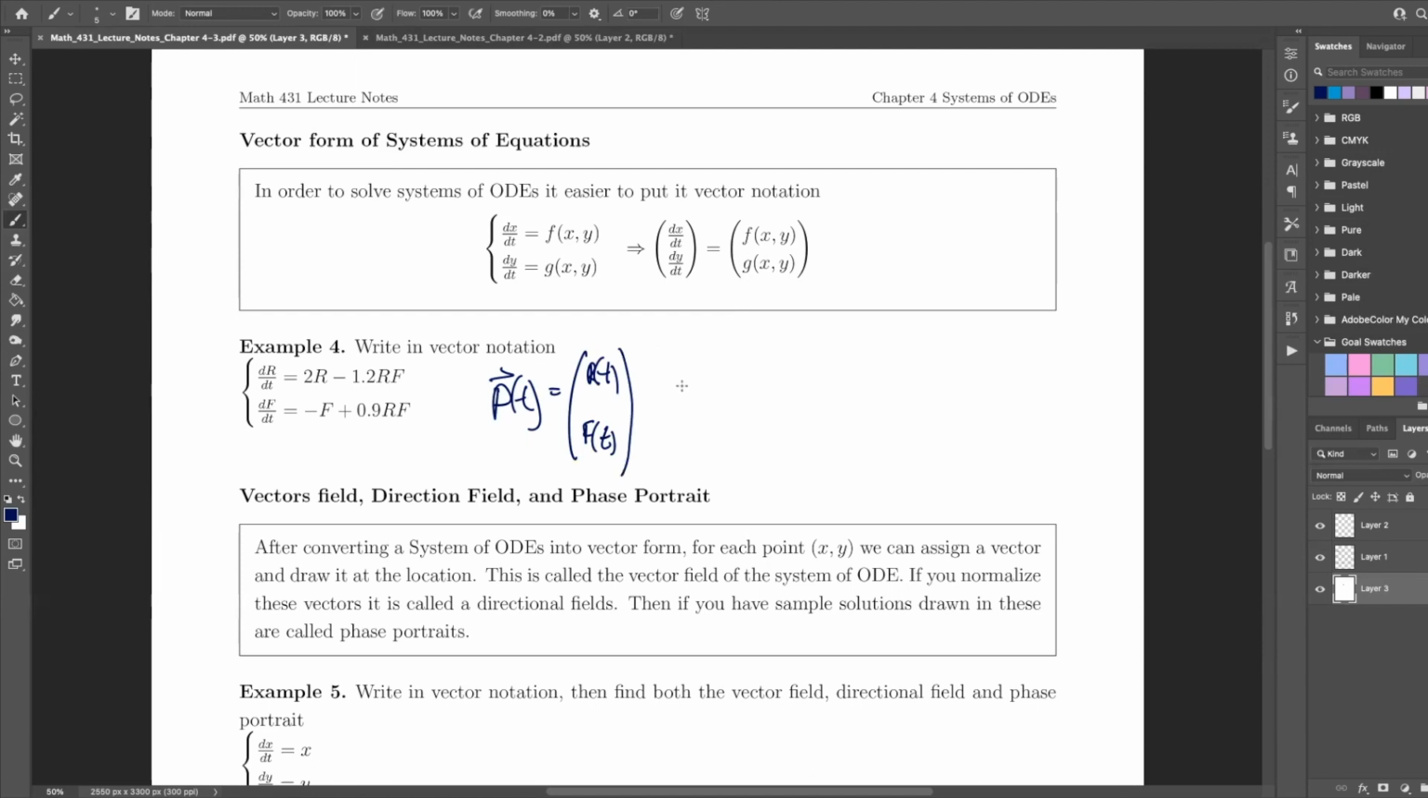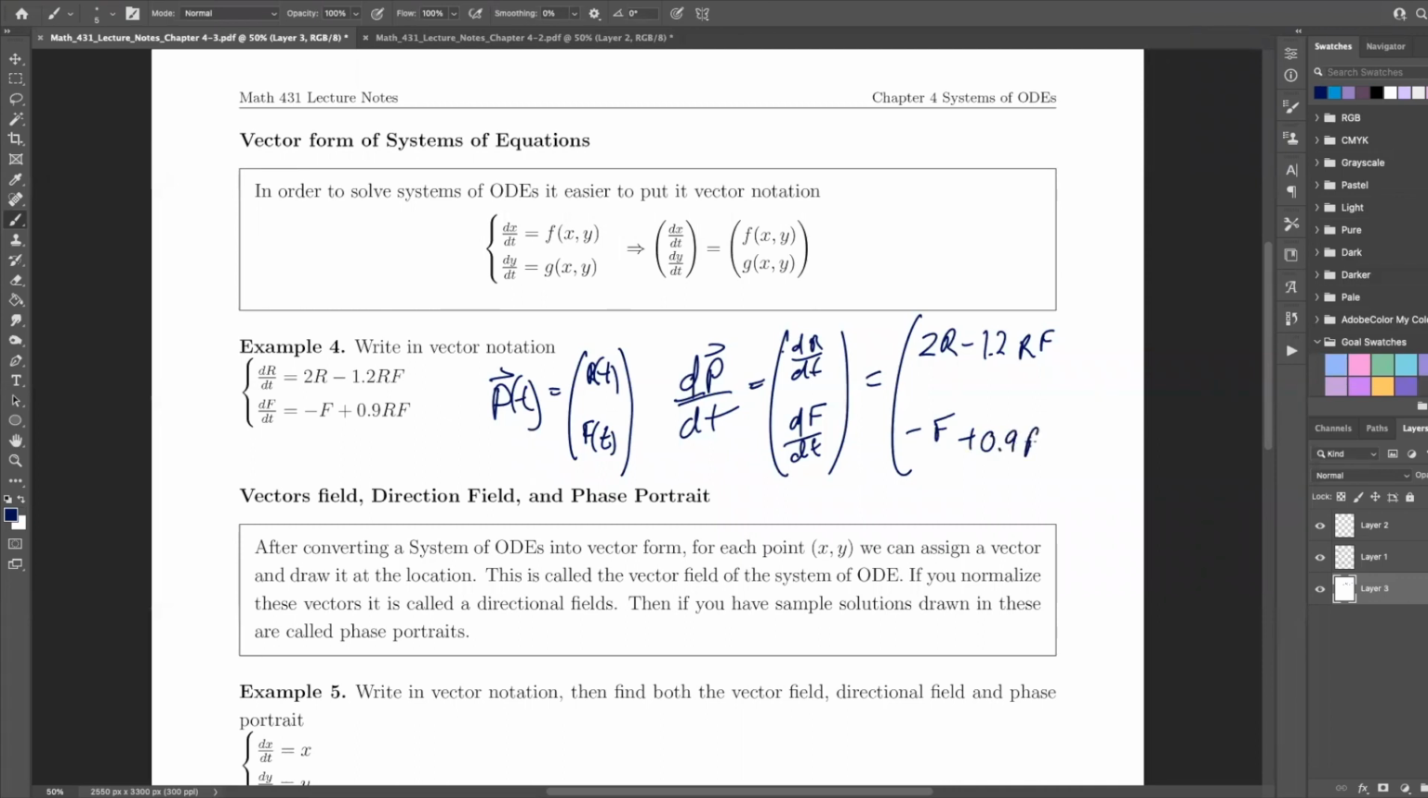So here we're going to have that, and so we can write dp/dt. Here we're going to take a derivative of a vector. In order to do that, you just plug in the derivative for each of its components. So this will be dr/dt, df/dt. You just kind of stuff it in. This is equal to the vector of 2r minus 1.1 rf over minus f. And so now I've written this as a vector.